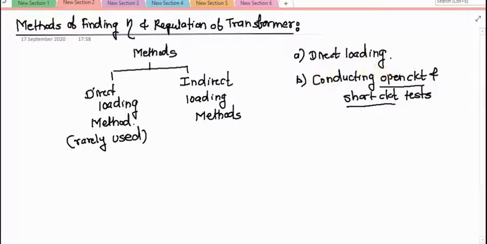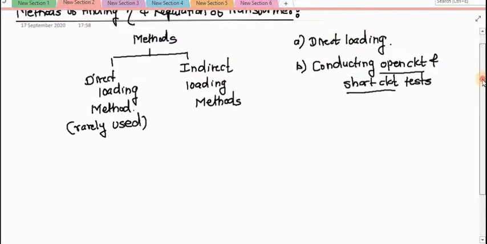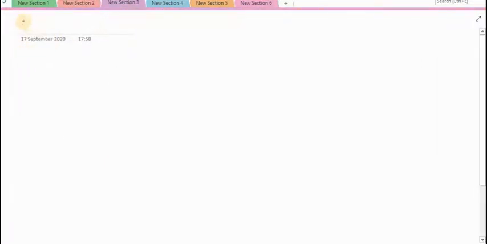So first of all, we will see the direct loading method for finding out the efficiency and the regulation of the transformer. First of all, I will write down here: direct loading test. Why is this test used? To find out the regulation and the efficiency. So first of all, I will draw the circuit diagram for this.